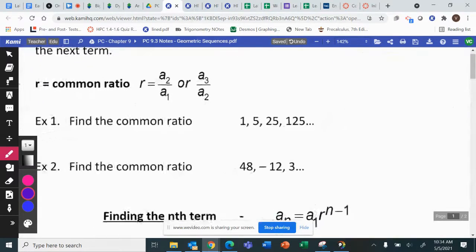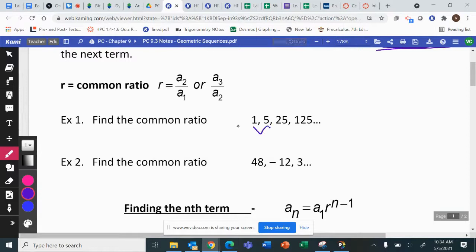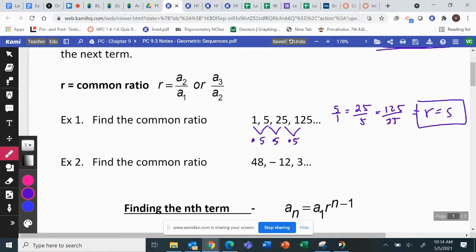So example 1, if we go from 1 to 5, 5 to 25, 25 to 125, what are we multiplying by each time? 5. Now if I couldn't look at it and figure it out, then I could take 5 over 1, or 25 over 5, or 125 over 25. So you just do the term over the previous term, and that all equals your common ratio, which is 5. They call it ratio because it's dividing. So number 2, find your common ratio. Don't yell it out. Find it. Write it down.